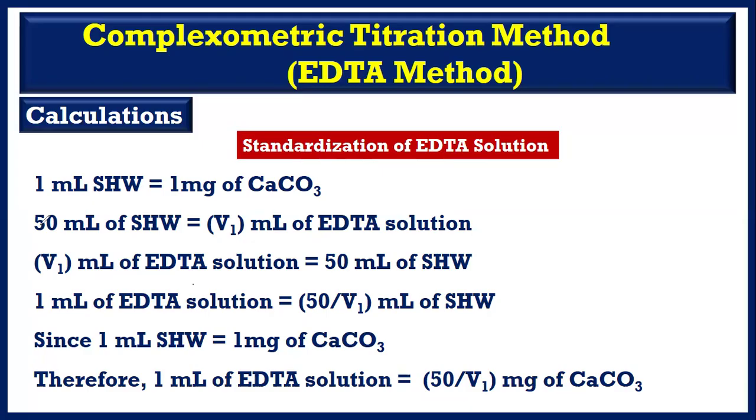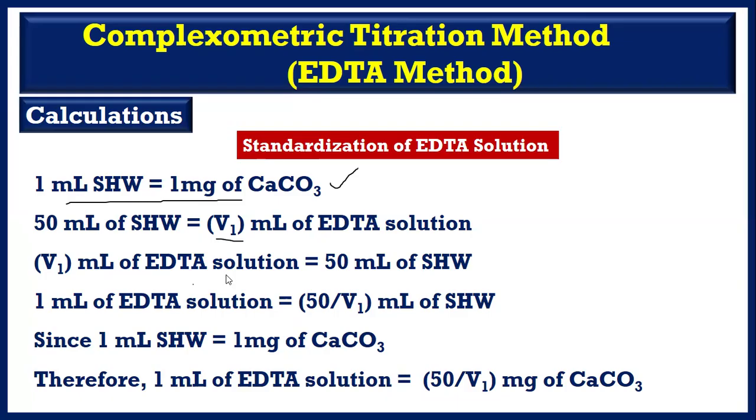So this is the meaning of the standardization of EDTA, that we must know the calcium carbonate equivalent of the EDTA. So for this purpose, we are using the calculation part here. The 1 ml of standard hard water is equal to 1 milligram of calcium carbonate. We know this from the solution part here. Now, when we titrated the standard hard water with EDTA, the reading comes out to be V1 ml. So we can say here that 50 ml standard hard water is equal to V1 ml of EDTA solution. We can write it vice versa.